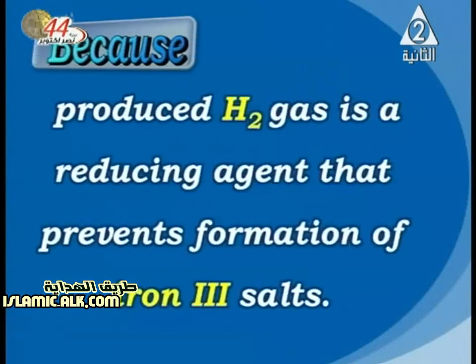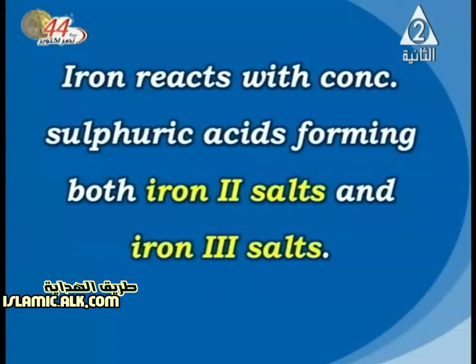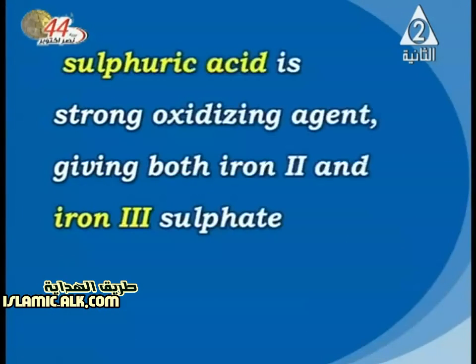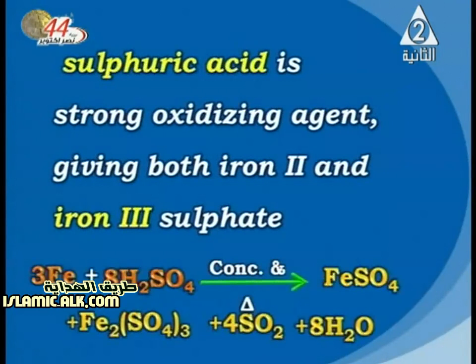The reason for that, because the produced hydrogen gas is a reducing agent that prevents formation of iron 3 salts. Next point, iron reacts with concentrated sulfuric acid, forms both iron 2 salts and iron 3 salts. The reason for that, because sulfuric acid is a strong oxidizing agent, giving both iron 2 and iron 3 sulfate. As the equation proceeds on the screen, iron plus concentrated sulfuric acid in the heat gives iron 2 sulfate and iron 3 sulfate, and sulfur dioxide gas and water are produced.